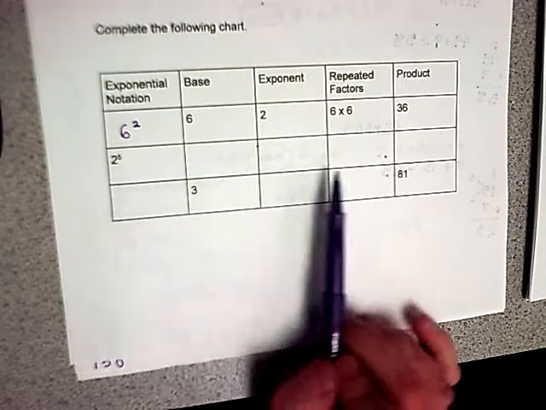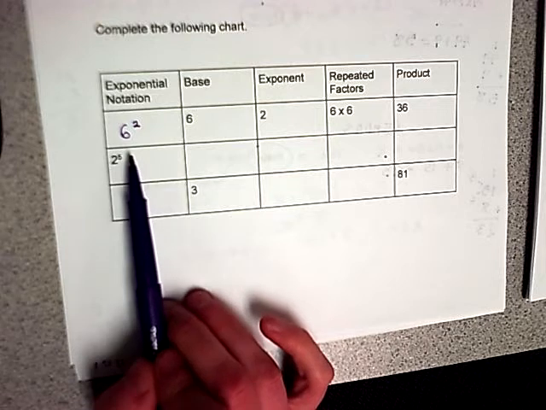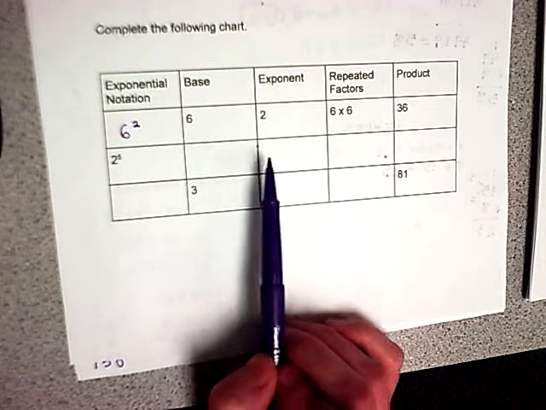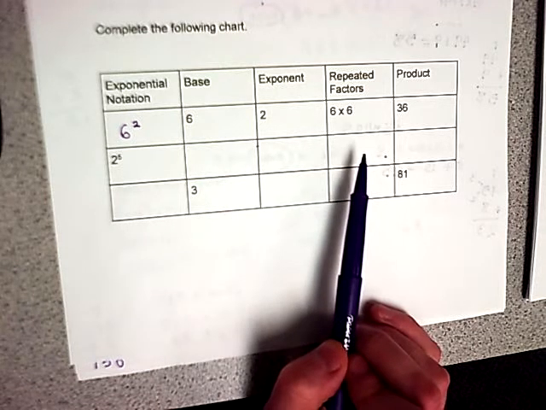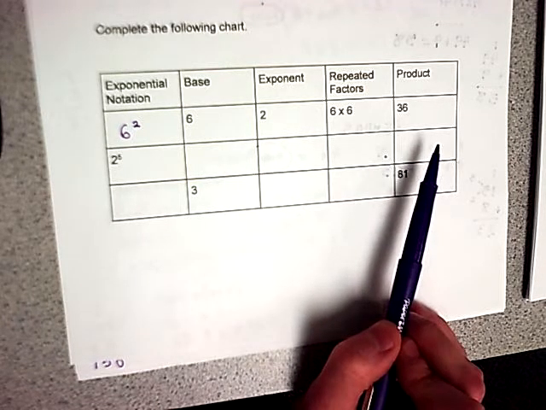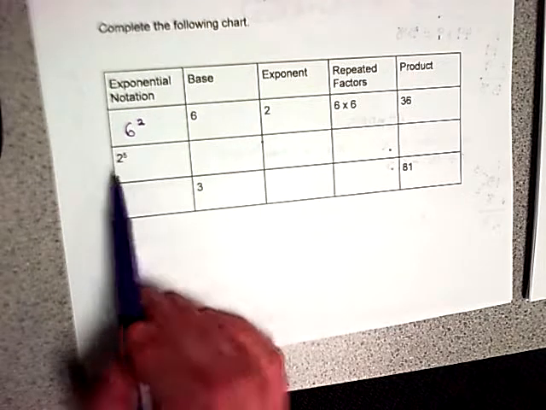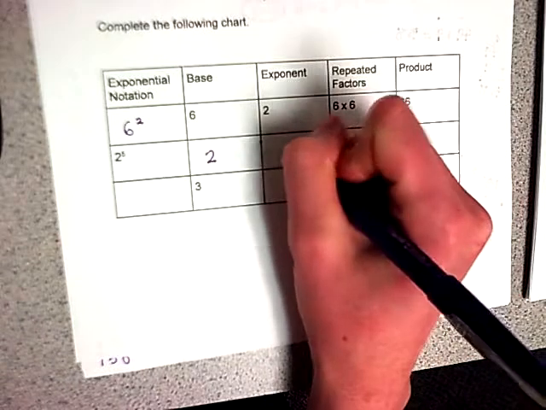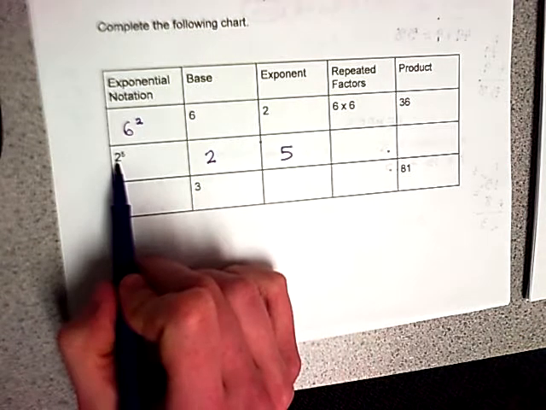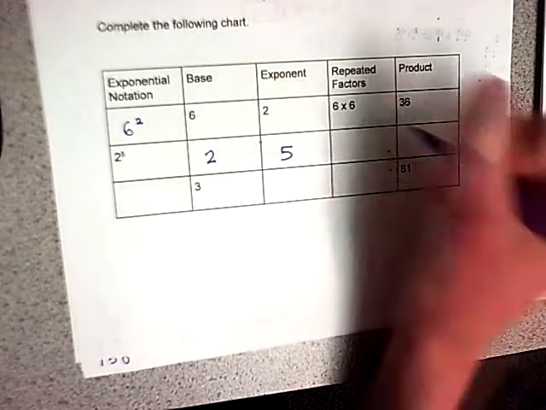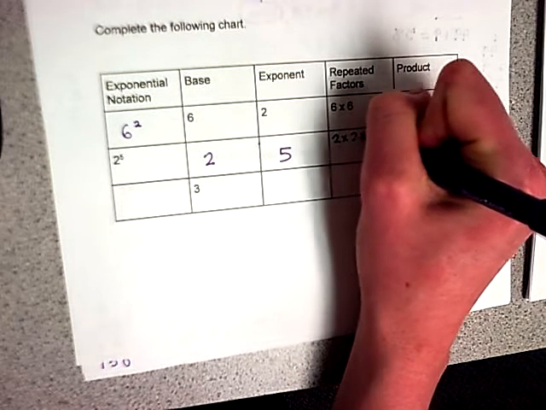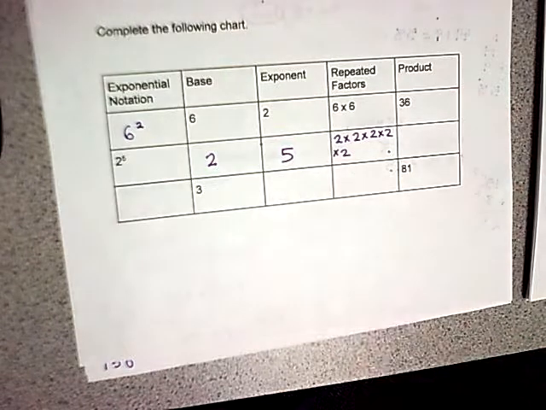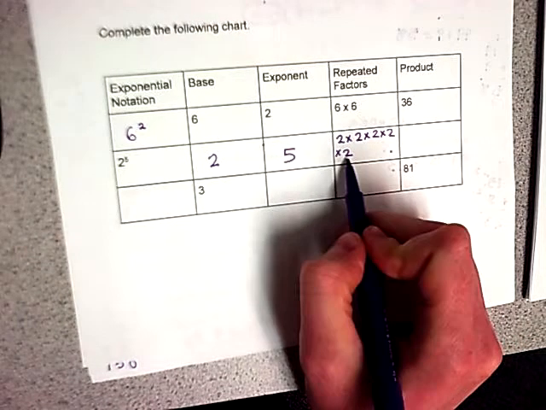So the only thing that we're given here is 2 to the 5th, our exponential notation. But from that, we can easily figure out the base and the exponent, and then the repeated factors and answer product. So 2 is my base, 5 is my exponent, and then I remember that I'm multiplying 2 by itself how many times? 5 times. So I have 1 2, 2 2's, 3 2's, 4 2's, and 5 2's.